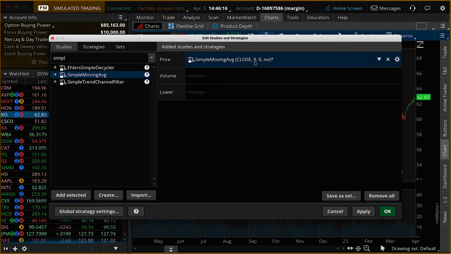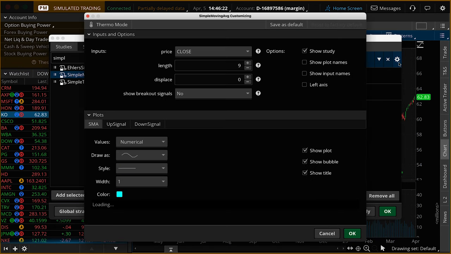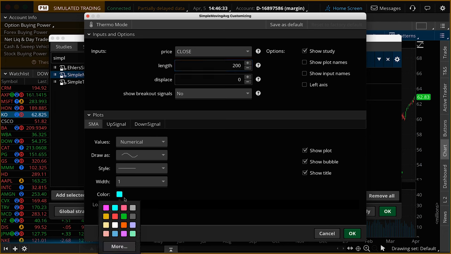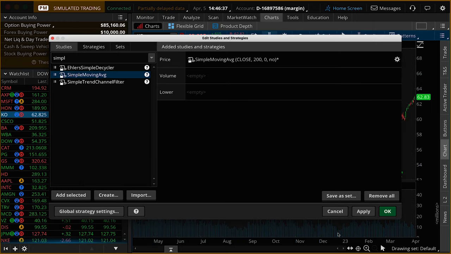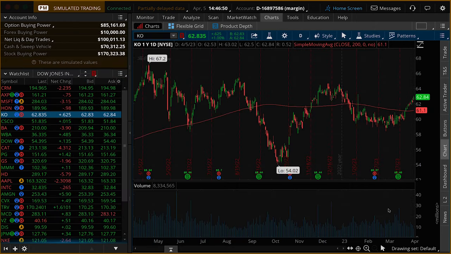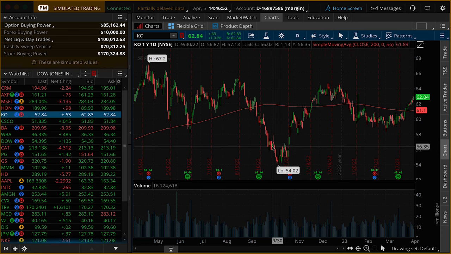Now, if you look right here, this number 9 represents how many days our simple moving average is set for. We're going to change that. I'm going to have you come over here to the gear wheel, and you notice the length is 9. Well, let's change it to 200 days. I'm going to type in 200. And actually, let's go ahead and show you how to change the color, too, while we're at it. Come down and click on this little color box, select red, and go ahead and click OK. Now, we're going to go ahead and click OK again. And now we can see our 200-day moving average added to the chart.